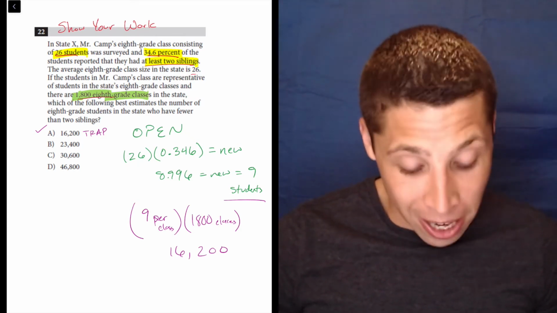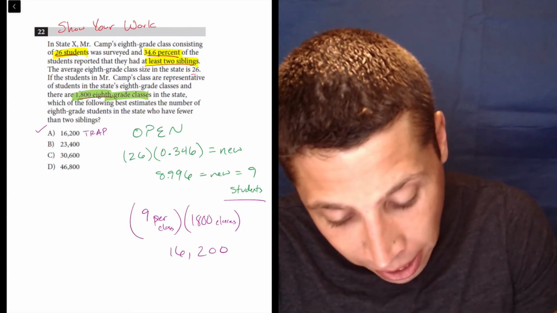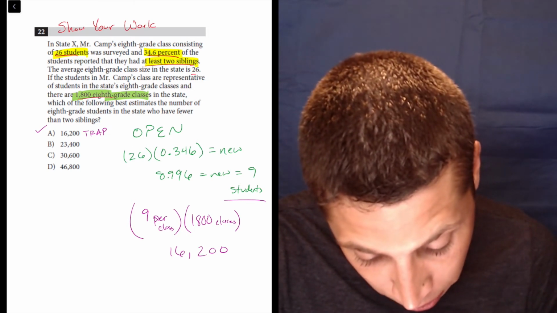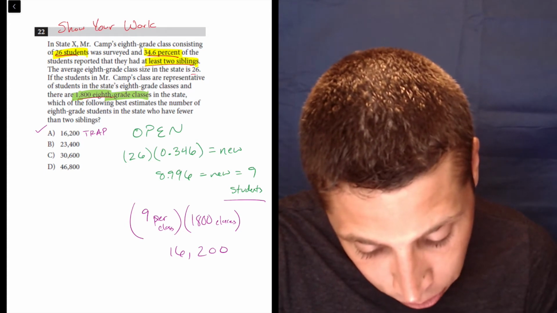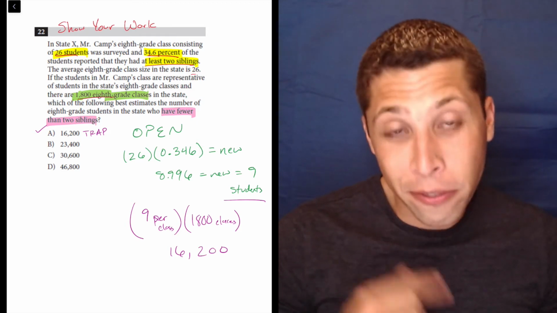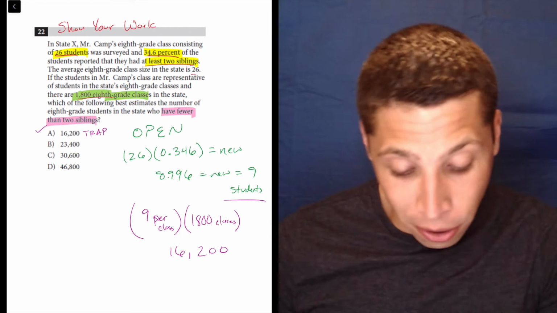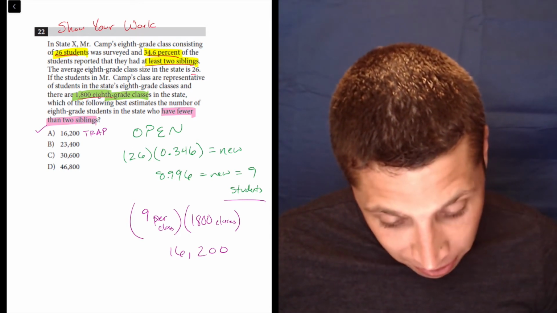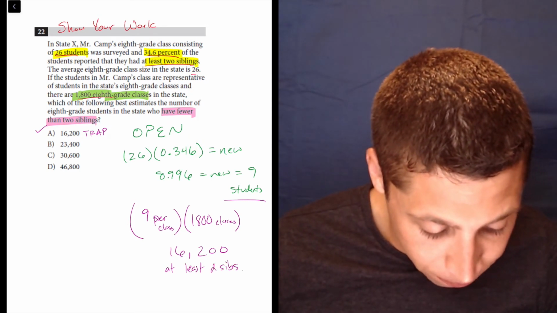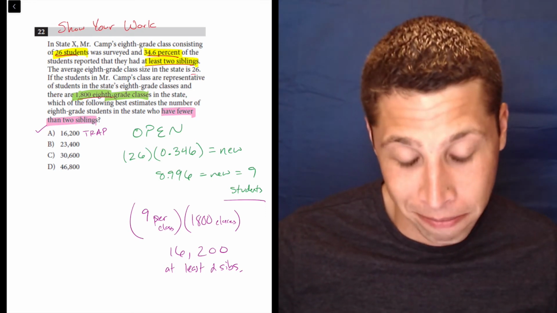There's nothing wrong with what we've done, but we didn't pay attention to what they're asking for, right? Because this is the number that have at least 2 siblings, but what does the question want? The number, best estimates the number of 8th grade students in the state who have fewer than 2 siblings. Fewer than 2 siblings, okay? So we found the wrong thing. This is at least 2 sibs, but we want fewer than, less than 2 siblings.